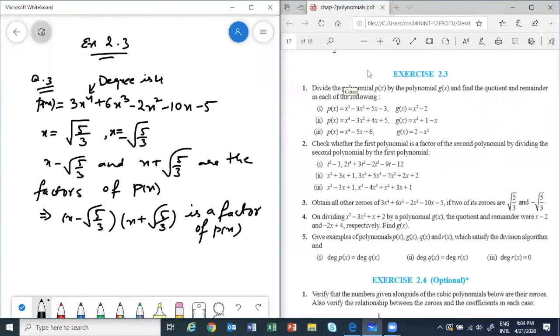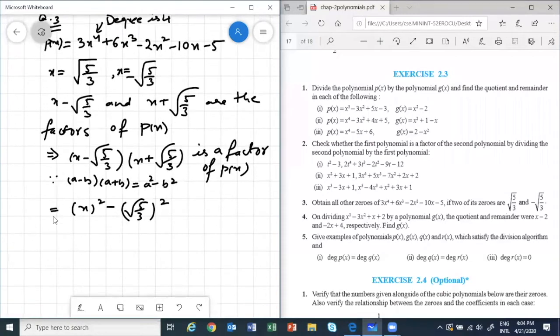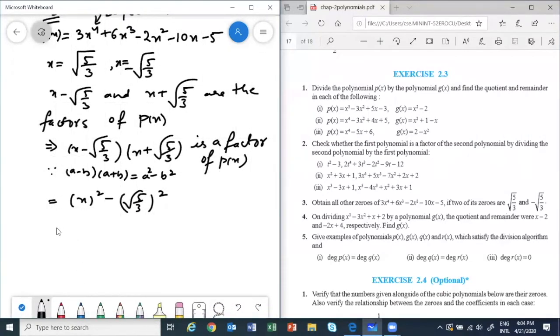Correct, Abhinav, I'm coming there. Wait. So what happens now? This can be compared to a minus b into a plus b, which is a square minus b square, isn't it? So this will be equal to x whole square minus root of 5 by 3 whole square. Correct? Now this will be equal to x square minus 5 by 3, because the square root of 5 by 3 whole square will cancel.